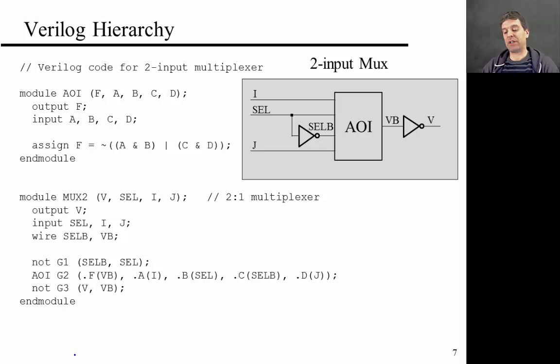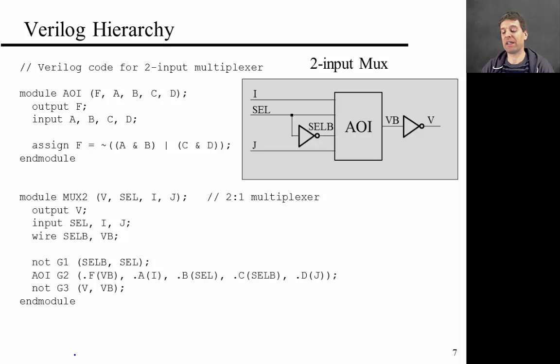Now, as we get to more complicated Verilog structures, of course, it's convenient to combine multiple modules or to call modules from within other modules. And this is what we're going to do in this slide here. So the device that we want to build here is a 2-input multiplexer. We will talk about multiplexers much more later in the class.